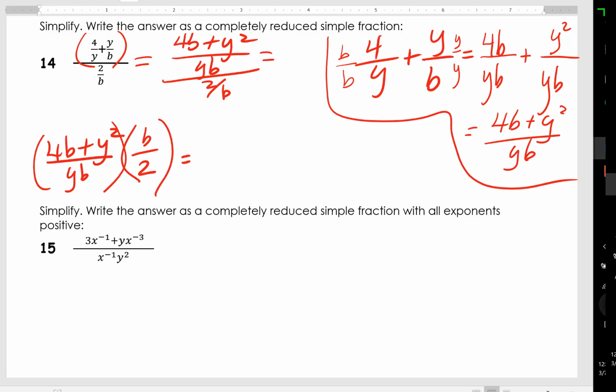All right, and when I do that, since this is multiplication, I'm multiplying two things together, I can cancel that b on the top and the bottom. So I just end up with 4b plus y squared over 2y. All right, so whichever way you want to do those problems, figure out which way you can do it so that you get the right answer. Make sure that you know how to simplify a complex fraction. Remember, a complex fraction is a fraction that has fractions in it.